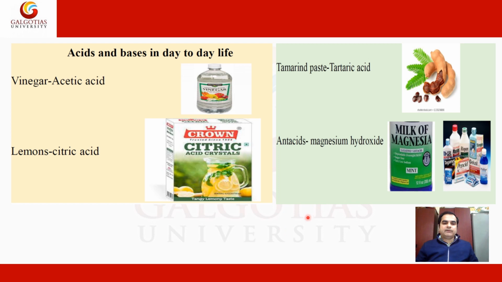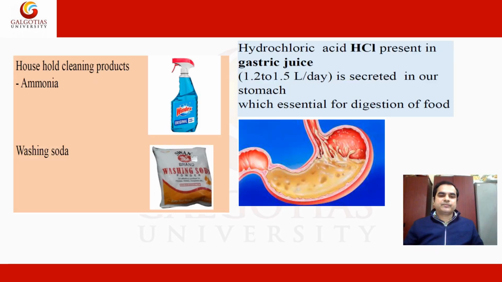Now, in our daily life, we see various acids and bases. We have vinegar, in which we have acetic acid. We have lemons, with citric acid. We are using different compounds. We have tartaric acid, and we have antacids like milk of magnesia. So these are some of the products in daily life that are acid-base products.